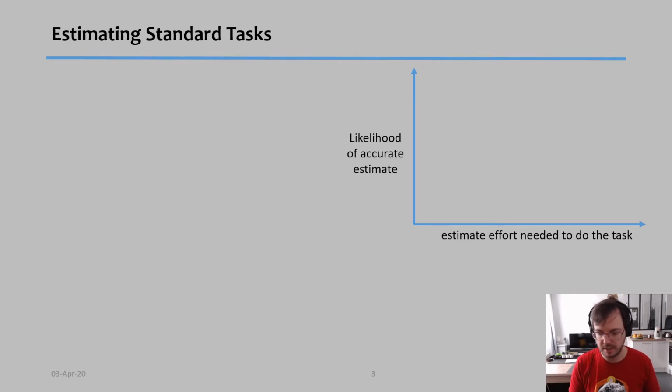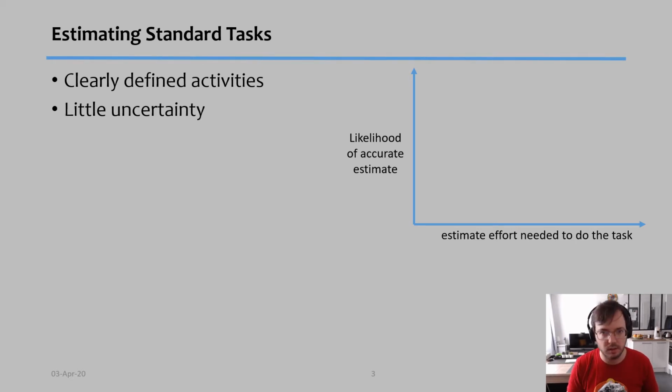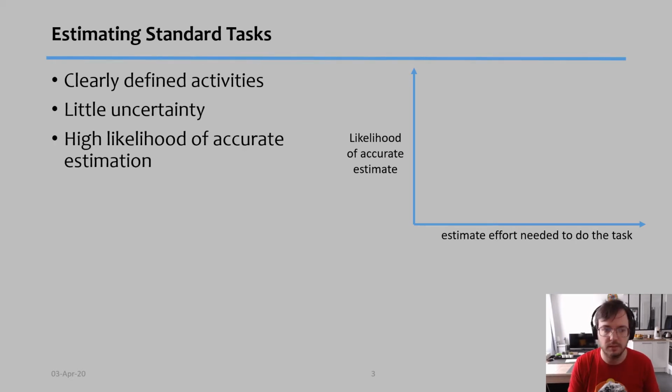We call this the standard tasks. These are tasks that are clearly defined and we understand them very well, and there's very little uncertainty about the task itself, which means there's a very high probability that our estimates are correct. If you were to represent them on this graph, it would look like this: a very high likelihood that our estimate is correct, and it would be on a very short span there.